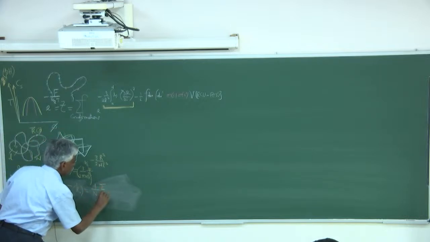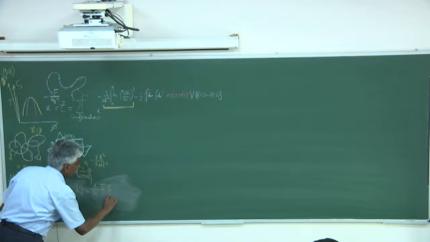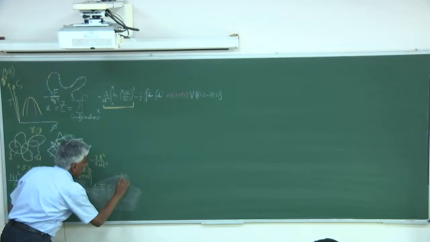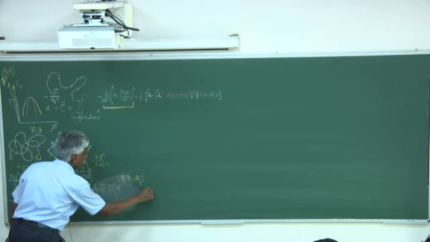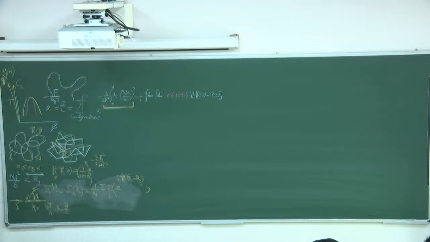So the total intensity is proportional to n. This will give me a factor of capital N, this will give me a factor of capital N squared divided by n, that will give me n. The total intensity should be proportional to the number of units which are scattering.